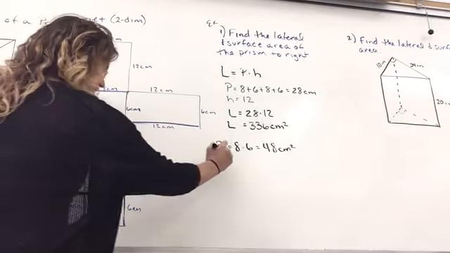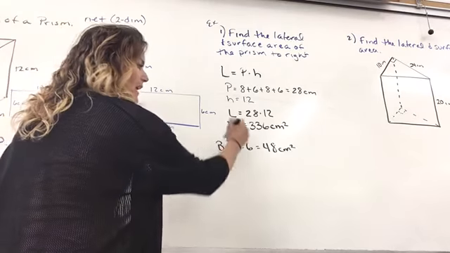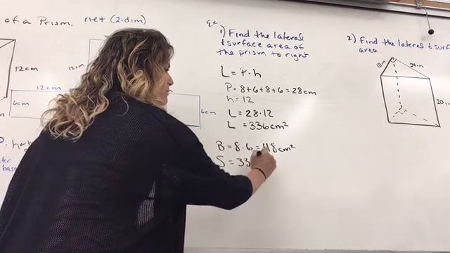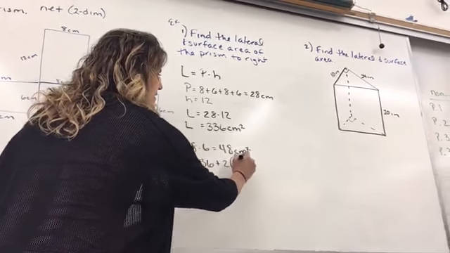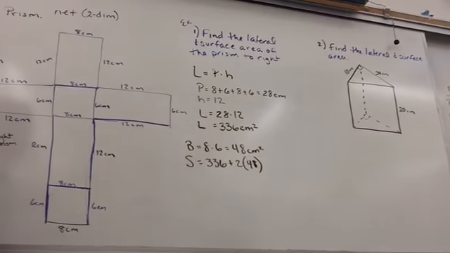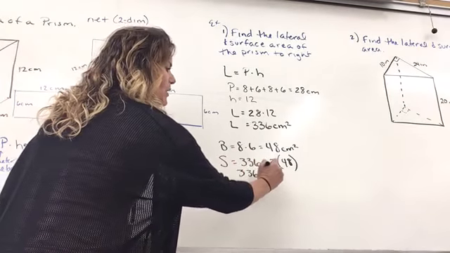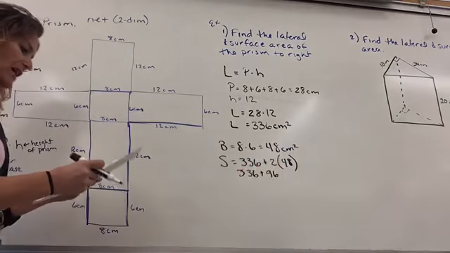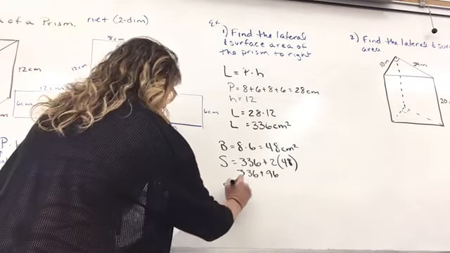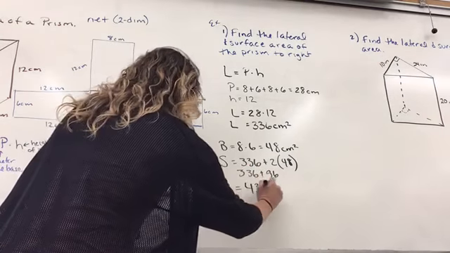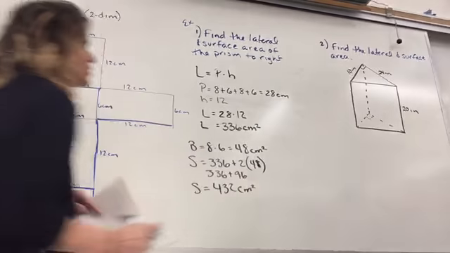So to find the surface area, I take my lateral area, the 336, plus 2 times my bases, because I have 2 bases. I have a top and a bottom. That gives me 336 plus 96, and if I add those together, my surface area becomes 432 centimeters squared.